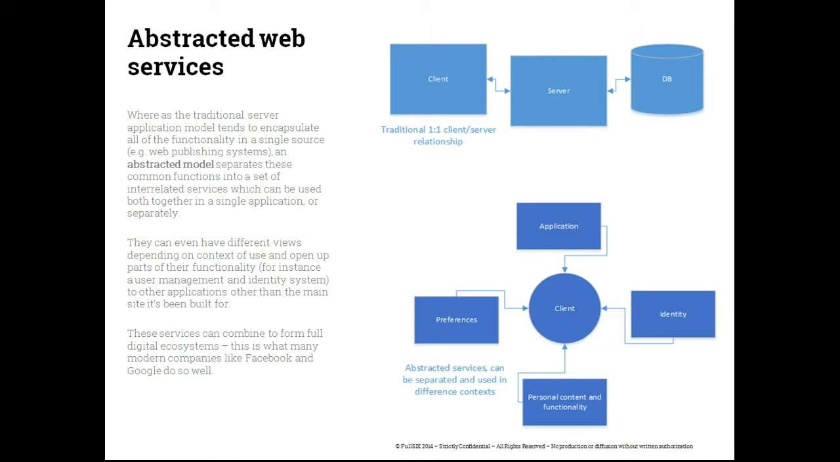We have the application. We might have identity: who am I? We might have personal content and functionality. We might have my preferences for a particular application. And because we're now working with sites not just as consuming information, but as actual applications and pieces of software, it's really useful to separate these things out into this architecture.